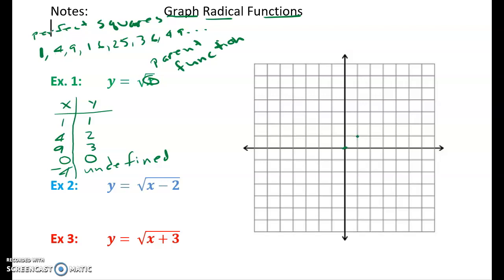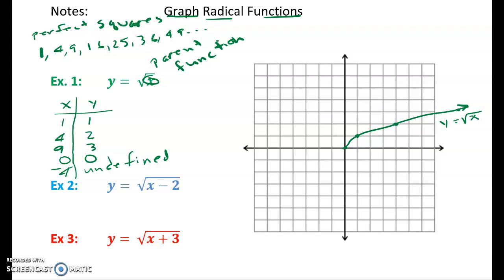So if I graph 0, 0, and 1, 1, each block is 1 unit, then 4, 2, and 9, 3 is somewhere out here. I then can draw my curve, and it looks like that. And that is my parent function. That is y equals the square root of x.